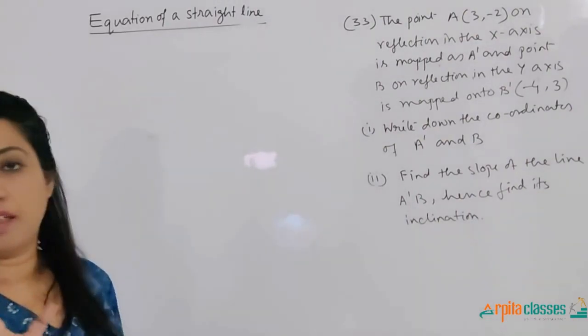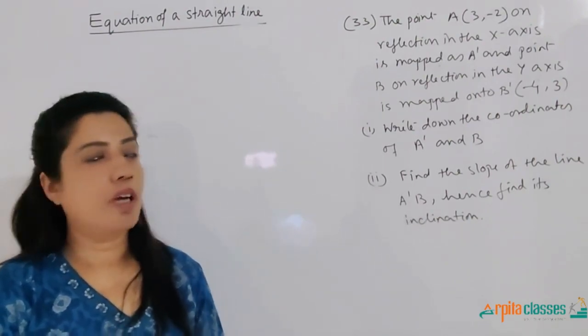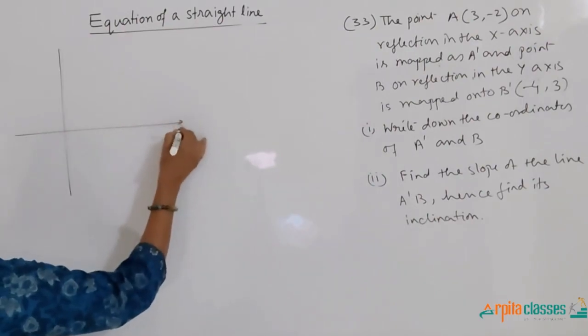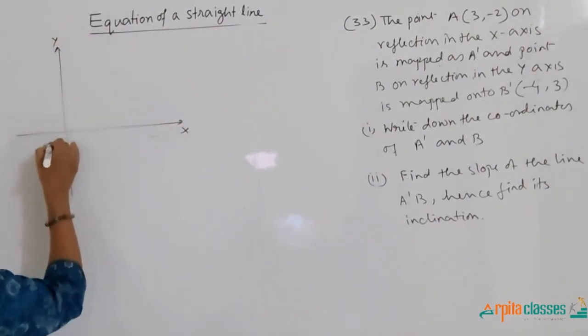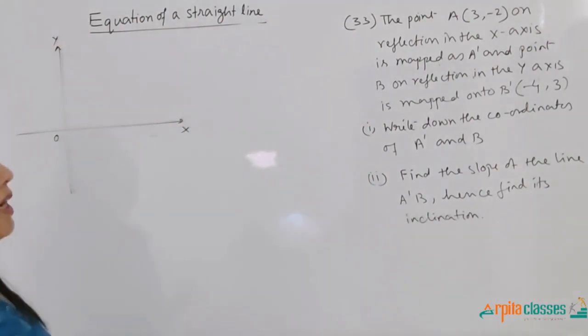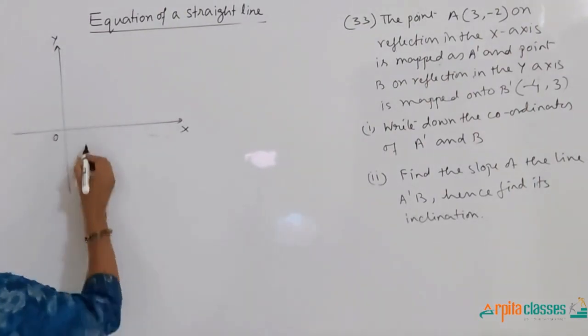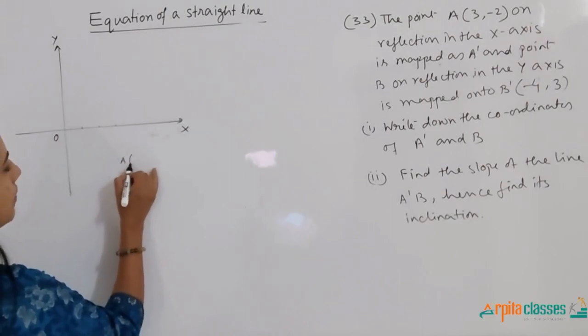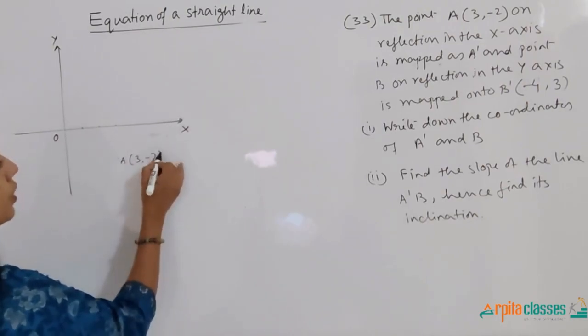So here we need a little idea about reflection. So let us draw the graph diagram. Let us see how it is. This is your x-axis, this is y-axis, and this is your origin. The point A, 3 comma minus 2. So 3 comma minus 2 is somewhere here. This is your A, which is 3 comma minus 2.